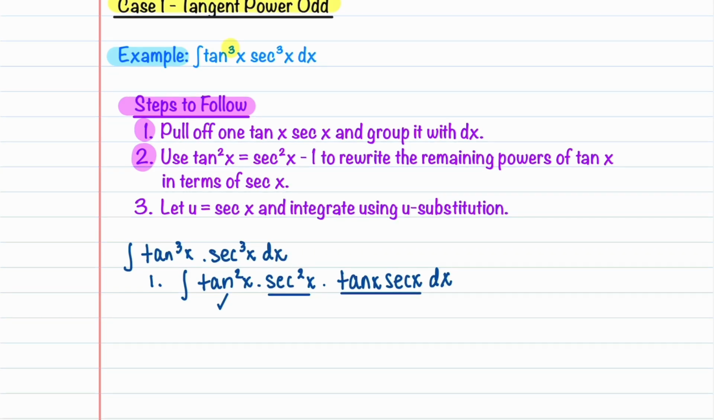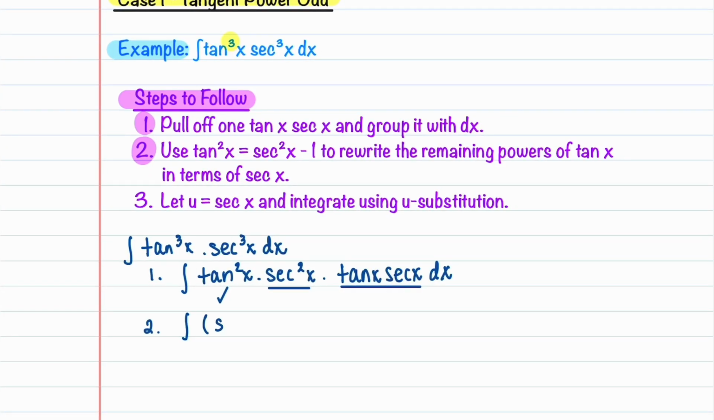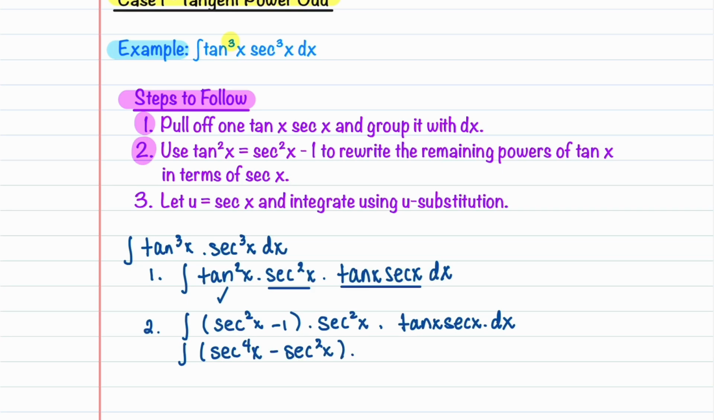So let's go ahead and do that. Step 2 says we are going to use our identity to rewrite our remaining powers of tangent in terms of secant. So tangent squared x is secant squared x minus 1, and then we have secant squared x, and then our derivative, tangent x secant x dx. Let's go ahead and rewrite this. This is secant to the 4th x minus secant squared x, and then we have our tangent x secant x dx.